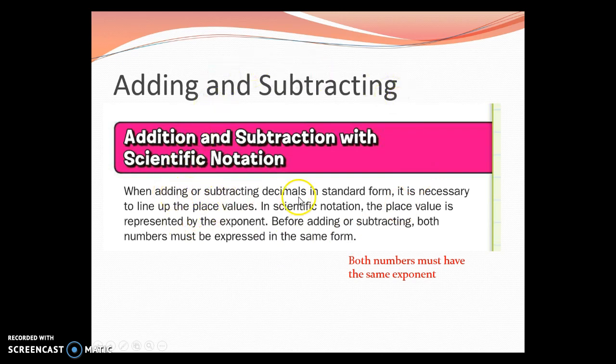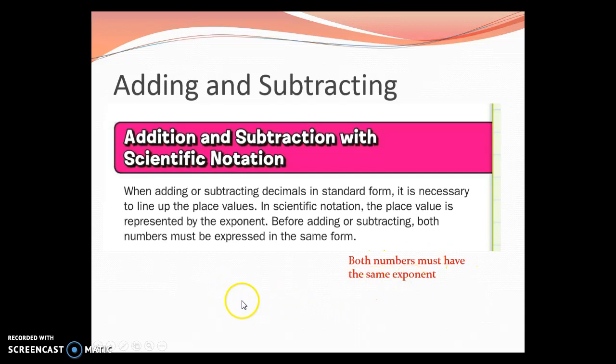When we add and subtract decimals in standard form, we line everything up. When you were in elementary school and you were adding 3 or 4 digit numbers, you would line up their place values and add the ones and then the tens and the hundreds and so forth. In scientific notation, we want to do the same thing, except the place value now is represented by the exponent. To make a long story short, both numbers must have the same exponent.